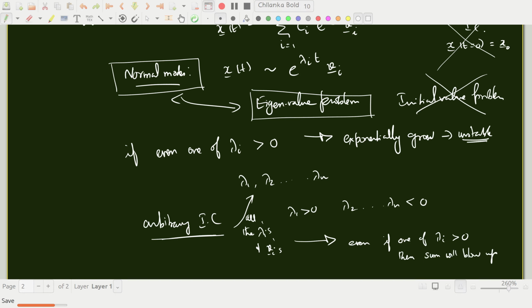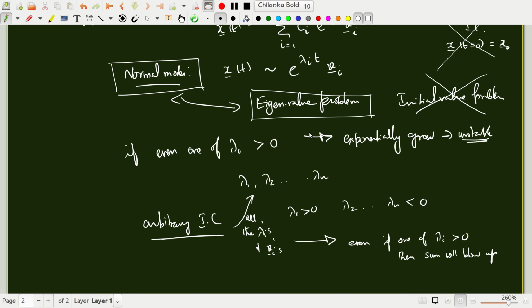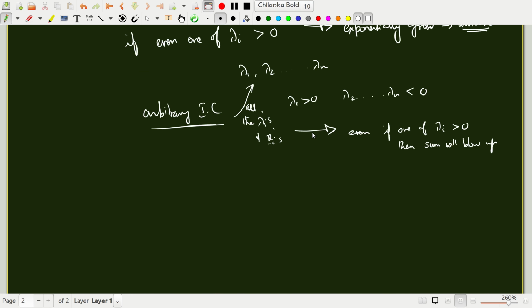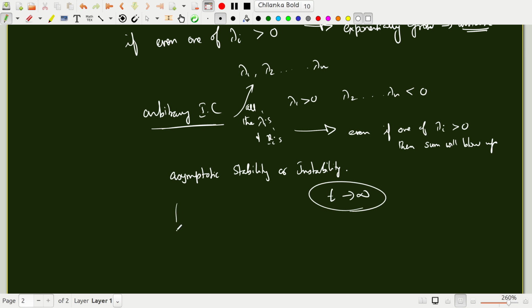So in the method of eigenvalues, you don't try to satisfy the initial condition. In the method of normal modes, you merely calculate the eigenvalues and then see what happens. So this approach will give what is called asymptotic stability or instability. The reason is that you can comment on what will happen as t goes to infinity. If all the eigenvalues are less than 0, then as t goes to infinity, definitely you can conclude that the sum will decay to 0.